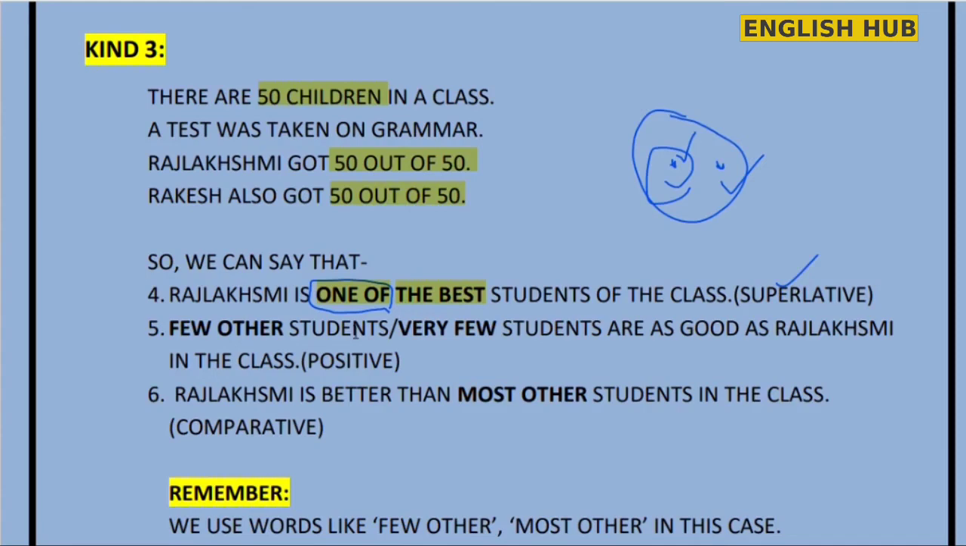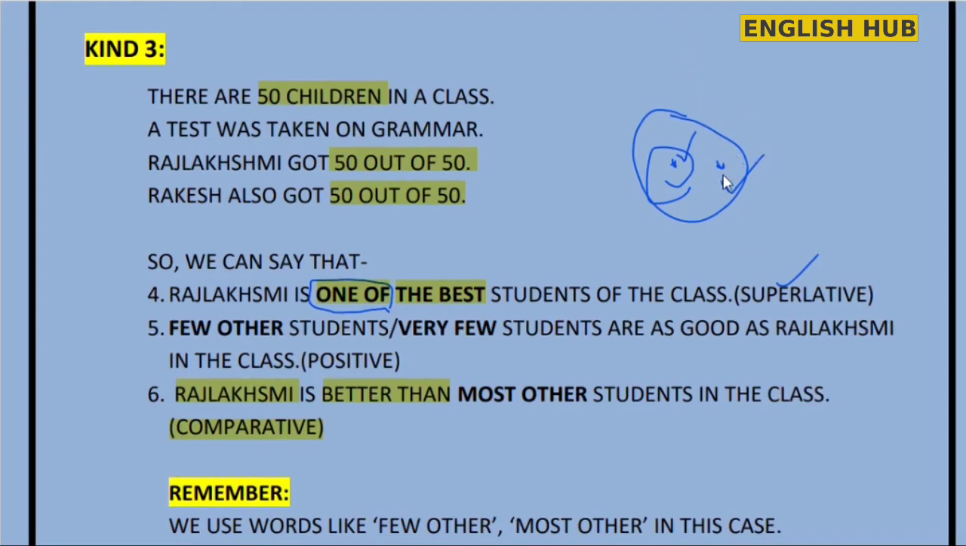Next, let's see the comparative degree at first. We have to compare, so we must use which word? Better than, isn't it? We will use better than. Now it has two sides. We are doing the comparative form. That means we are comparing between two. One side Raj Lakshmi is there. Other side what would be? Raj Lakshmi is better than all other? No, because again we know that Rakesh is also there, isn't it?